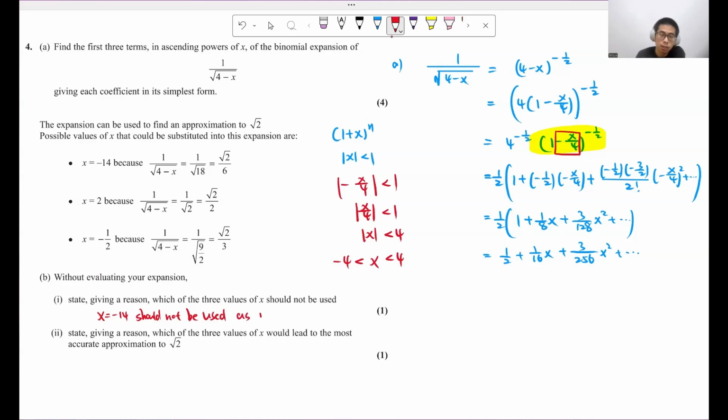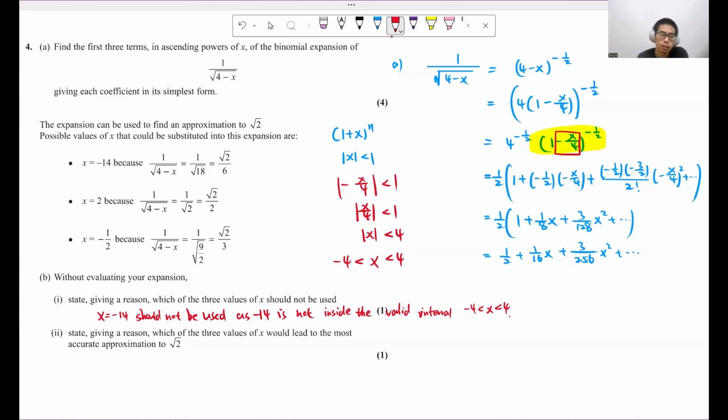as -14 is not inside the valid range, x more than -4 and less than 4.